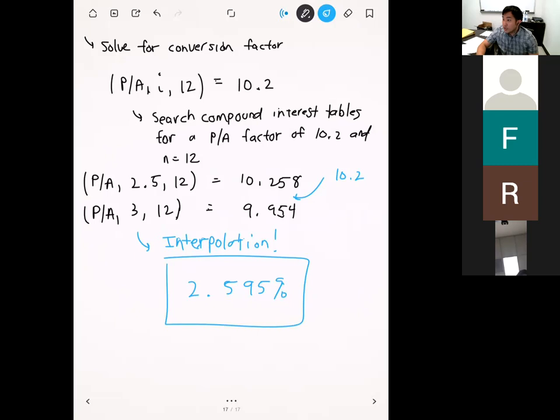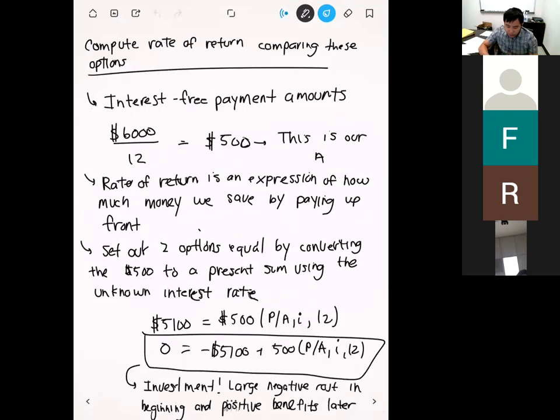All right. Any questions on this example here? Could you explain again where the 10.2 comes from? Is that just something given to us, or did we find it from somewhere else? So the 10.2 came from solving this equation right here. Oh, okay. Thanks. Any other questions on this example?